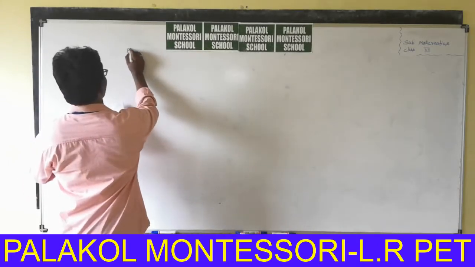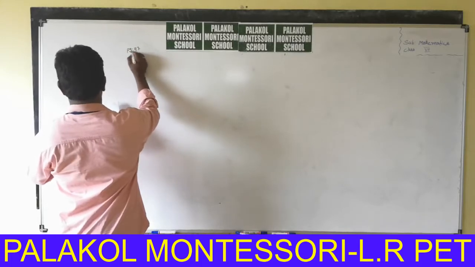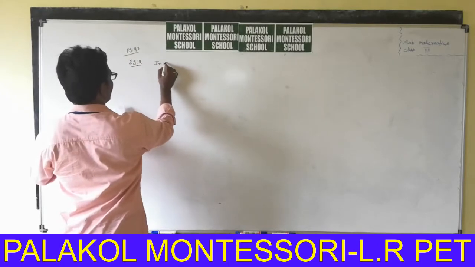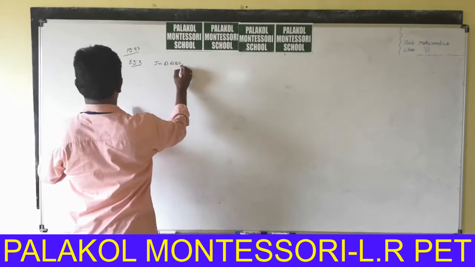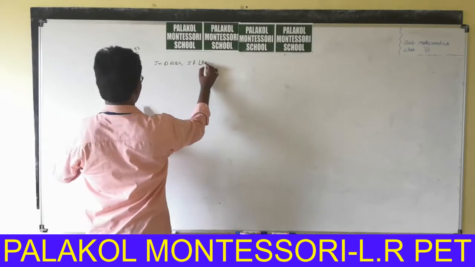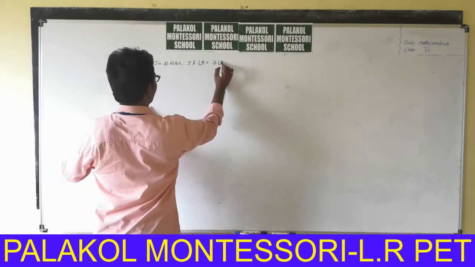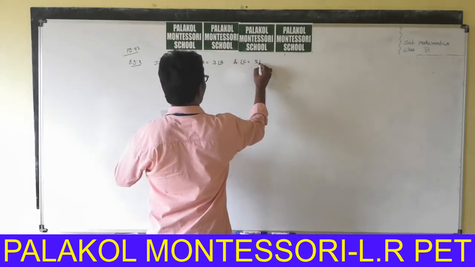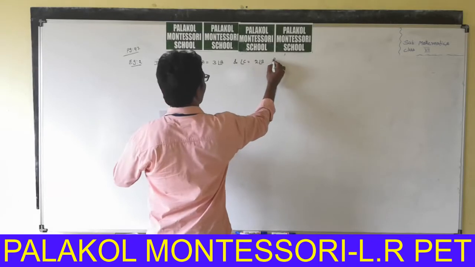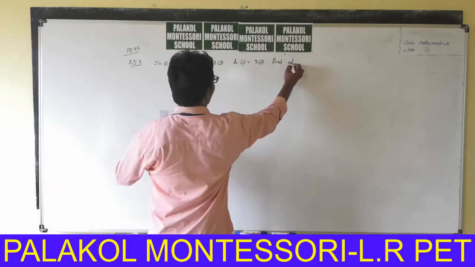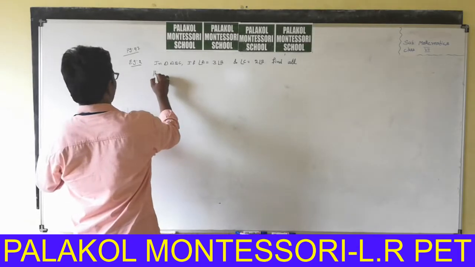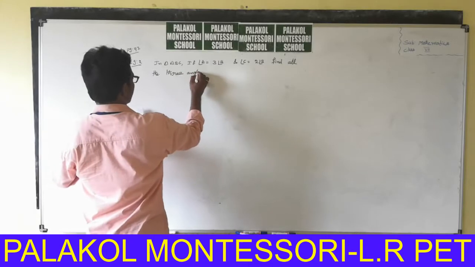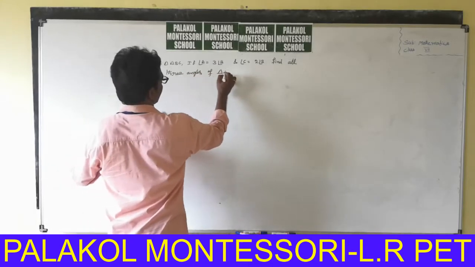Example, page number 97, example 2. In a triangle ABC, if angle A is equal to 3 angle B and angle C is equal to 2 angle B, find all the three angles of triangle ABC.